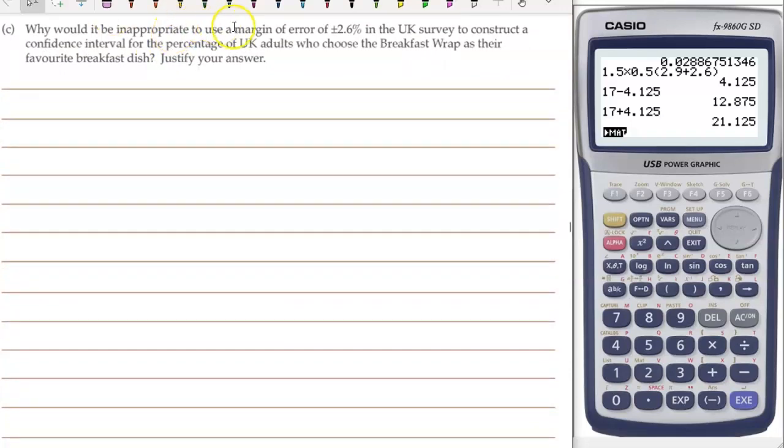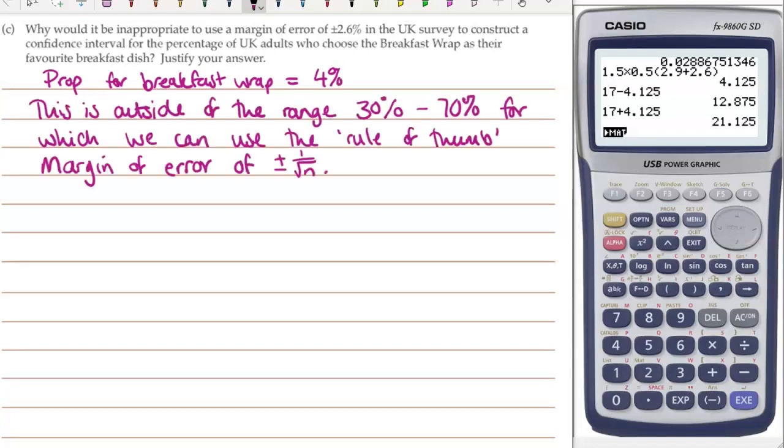Next, why would it be inappropriate to use the margin of error of plus or minus 2.6 that we've been using so far in the UK survey to construct a confidence interval for the percentage of UK adults who chose the breakfast wrap as their favourite breakfast dish? Well, the proportion that we've been given for breakfast wrap as their preferred dish is 4%. And that is too small to apply the general rule of thumb formula for it.